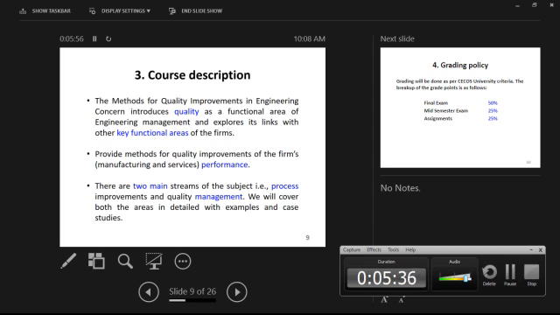There are two main streams of the subject. One is process improvement and the other is quality management. So we will cover both areas in detail with examples and case studies. Process improvement is a detailed quality subject in which we will discuss the mean, median, mode, attributes, limits, within limits, dimensions, and conforming units. So that is about process improvement.